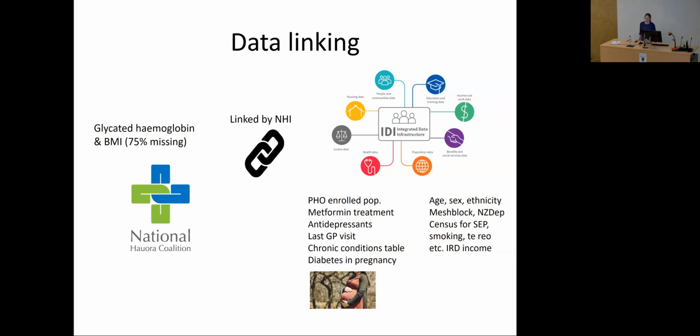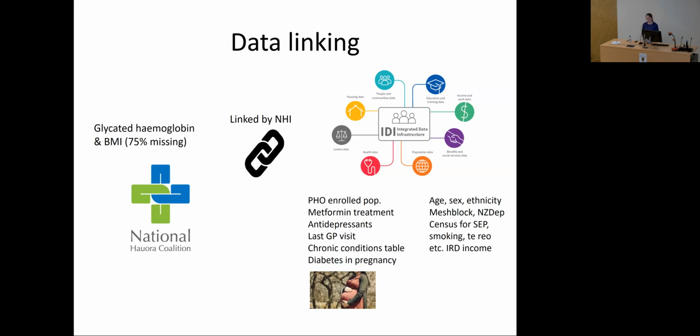We're very pleased to be able to work with National Hauora Coalition. This is a PHO largely based in South Auckland and other parts of the North Island. There's roughly 130,000 people in the PHO, so it's actually quite small, but they were keen to provide their HbA1c test results over 8 years, and also they provided BMI measures on those individuals, but we only had BMI at the start of the follow-up for about a quarter of the people that had pre-diabetes.